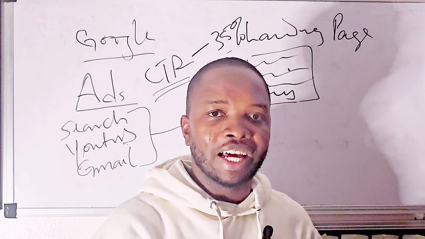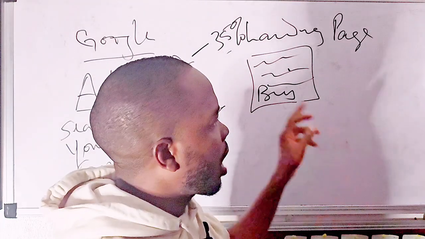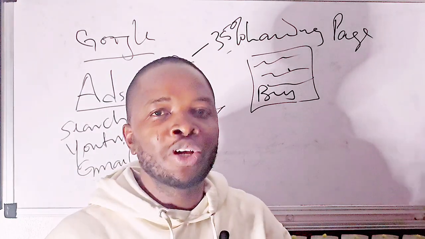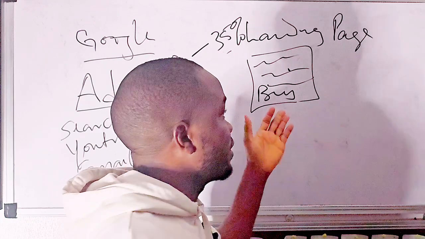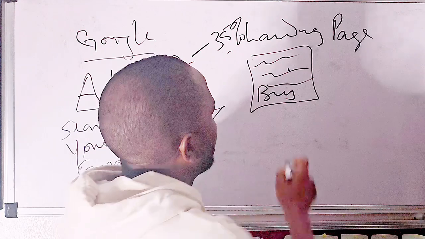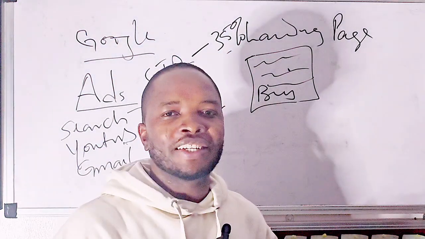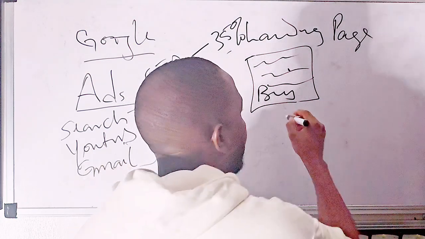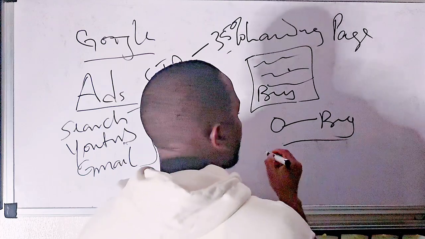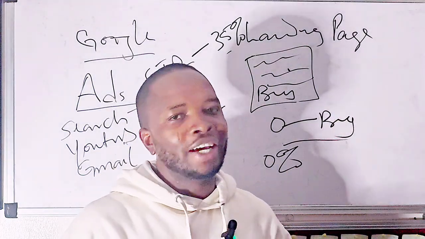And now when they arrive on your landing page, the conversion rate is what we're going to be using to determine how many of the people that arrive on your landing page actually perform the desired action you want them to perform. If the desired action is for them to buy something on your landing page, then out of the 35 people that arrive on the landing page, how many of them actually buy what you are selling on the landing page? If 0 of them buy from your website, then the conversion rate will be 0%. And in this case, who are we going to blame for that condition?